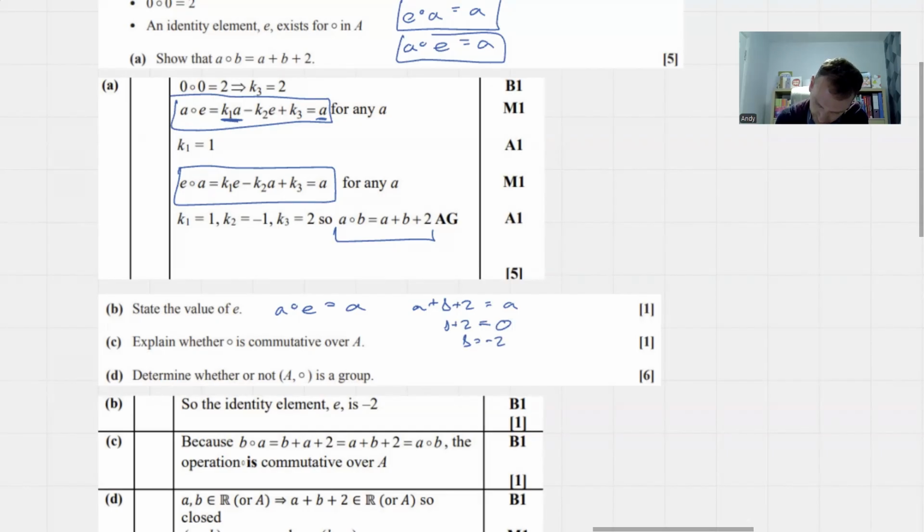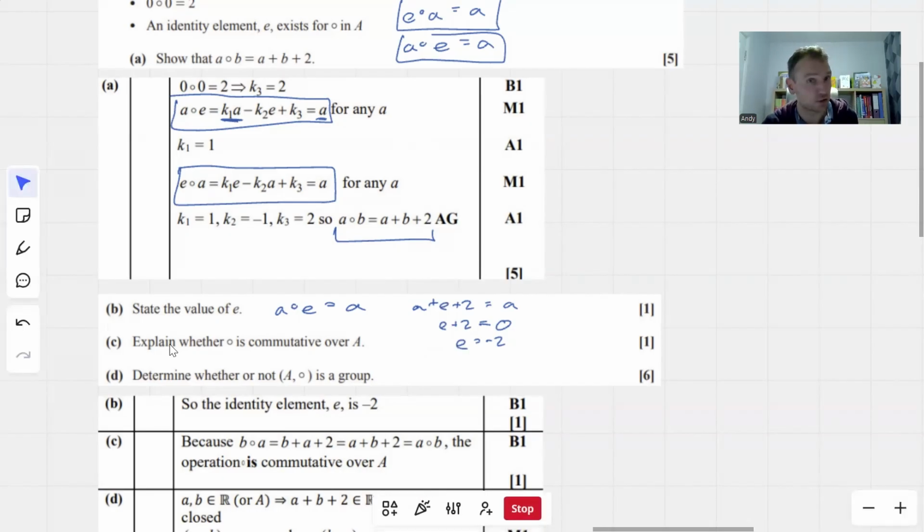I should really have used E rather than B there. Sorry about that. I just changed halfway through there. So that's E. That's E. That's E, and we get our identity to be -2. You don't need to show any work in here because it's a state, but that's where it's coming from. But that was generally well answered.